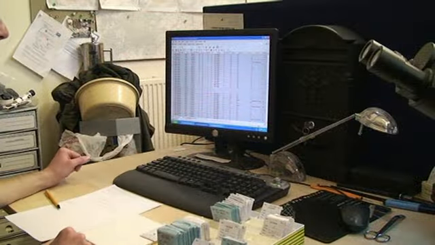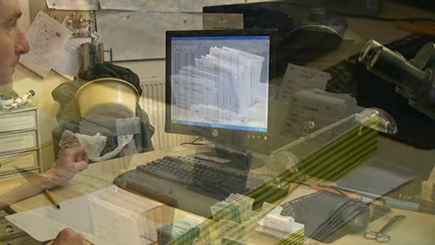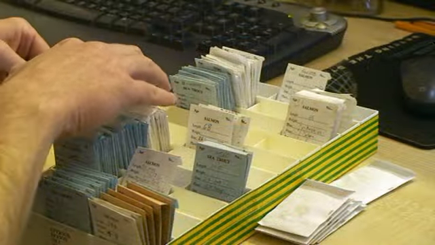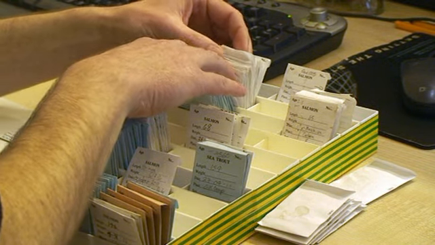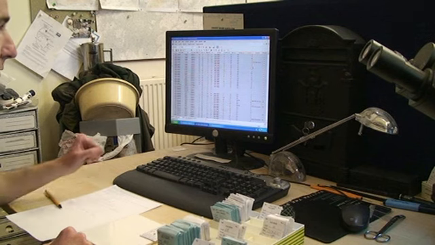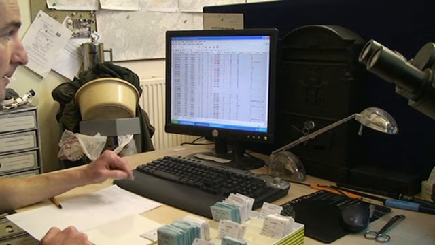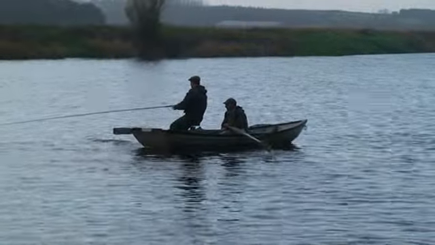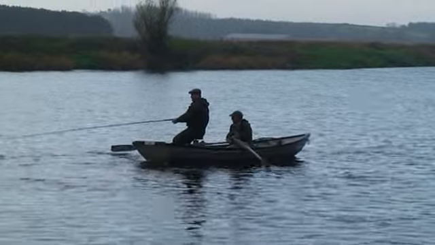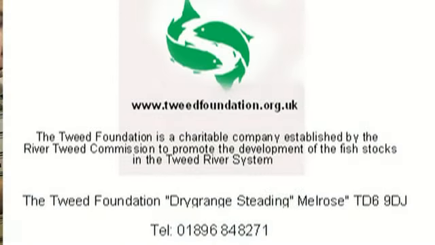This database allows you therefore to store a vast amount of information. How long does one keep this? At the moment we have about 23,000 fish recorded in our database, going back as far as the early 90s, and all the scale packets for those fish are stored in a library at the Tweed Foundation so that we can refer back to them in the future if we ever need to.